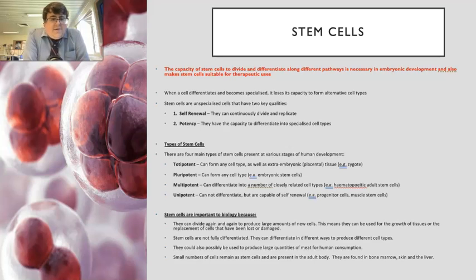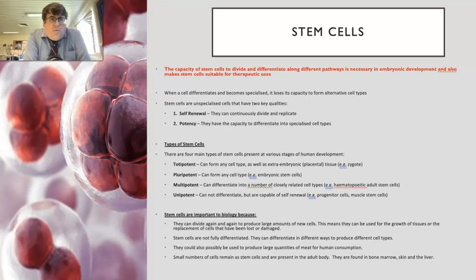Now, stem cells are debated quite heavily in science, but the truth is they're really important to biology. Because they can divide again and again, and their self-renewal is so high, they can produce large amounts of new cells. This means they can be used for growth of tissues or the replacement of cells that have been lost or damaged. Not all cell systems are fully differentiated, and you can differentiate them in different ways to produce different types of cells. We could use them to produce large quantities of meat for human consumption.